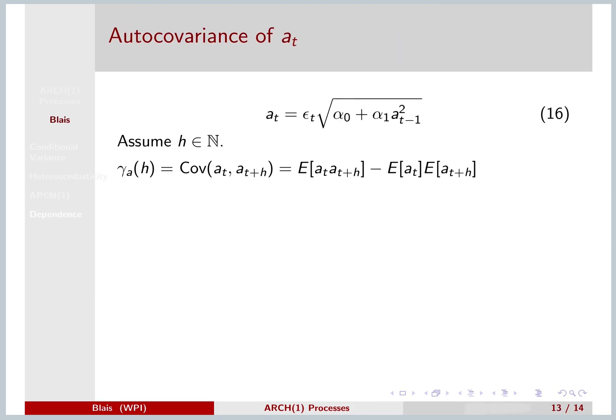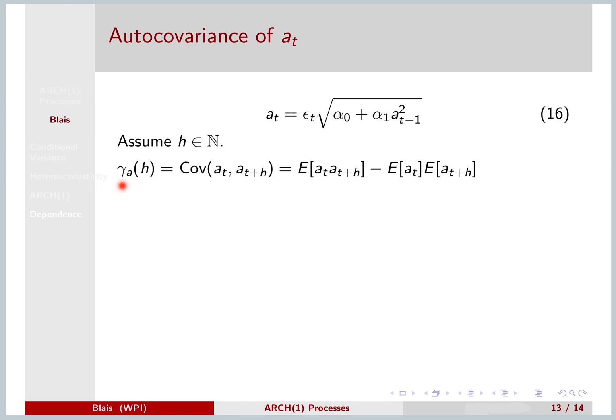So this introduces some dependence. If there's memory, if the conditional variance is remembering something about the past, we need to look at the auto-dependence of the ARCH(1) process. And the first step in doing so is to look at the autocovariance. So recall the definition of autocovariance at lag h, where we assume h is a natural number. Remember, h can be any integer, but gamma of h will actually, in the solution, have the absolute value of h. So we can assume without loss of generality that h is a natural number.